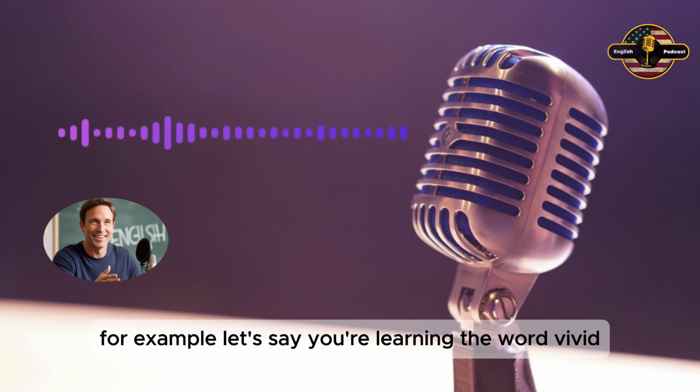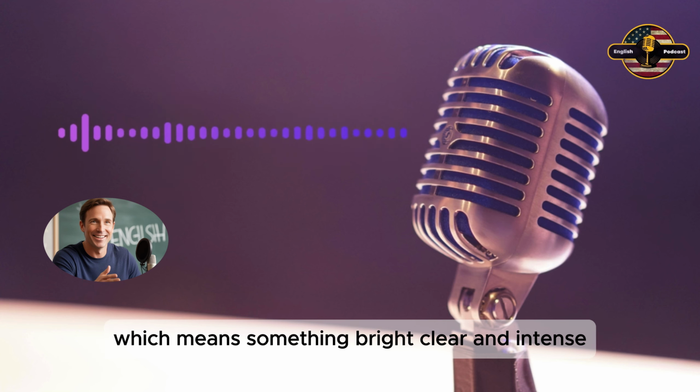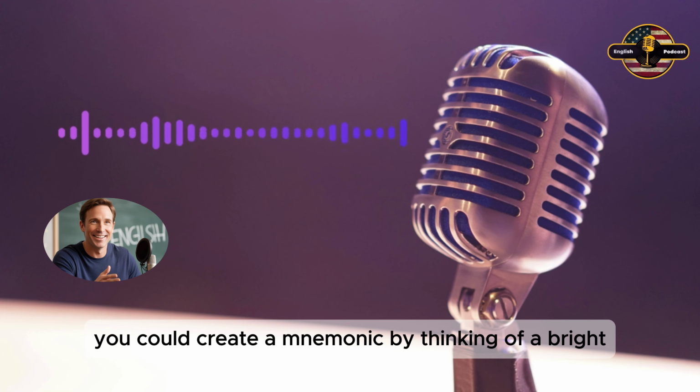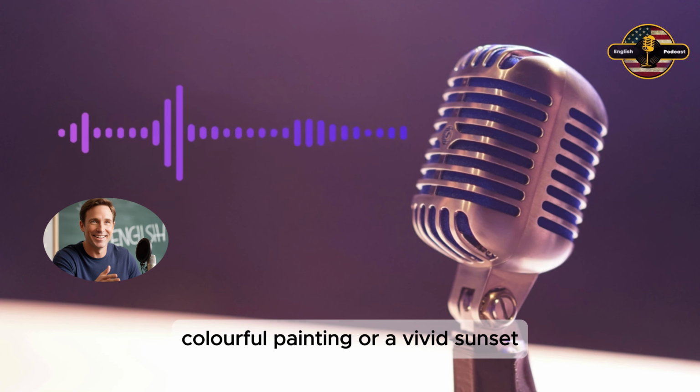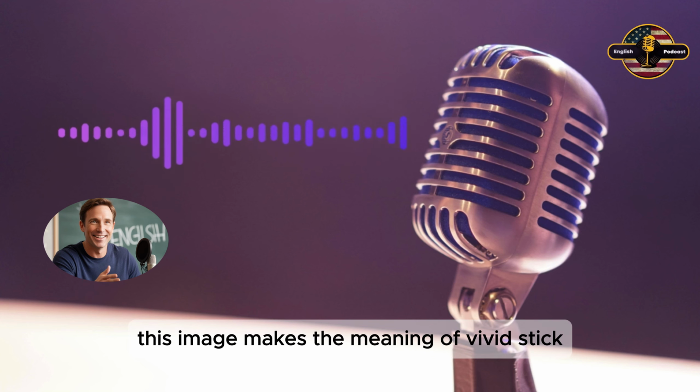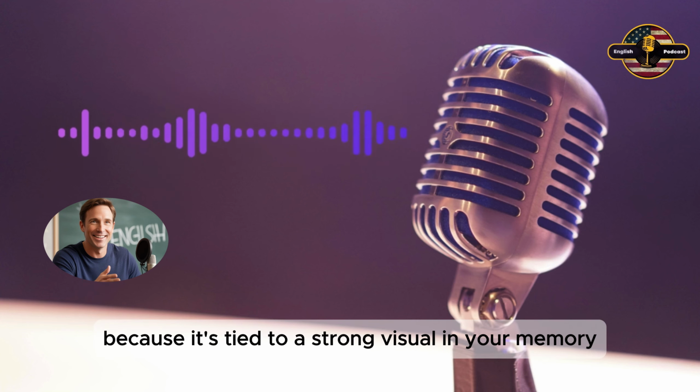For example, let's say you're learning the word vivid, which means something bright, clear, and intense. You could create a mnemonic by thinking of a bright, colorful painting or a vivid sunset. This image makes the meaning of vivid stick because it's tied to a strong visual in your memory.